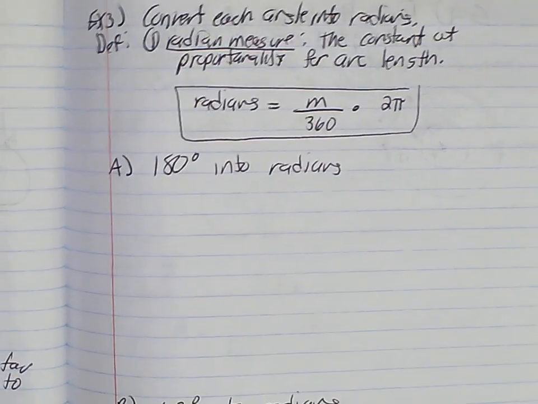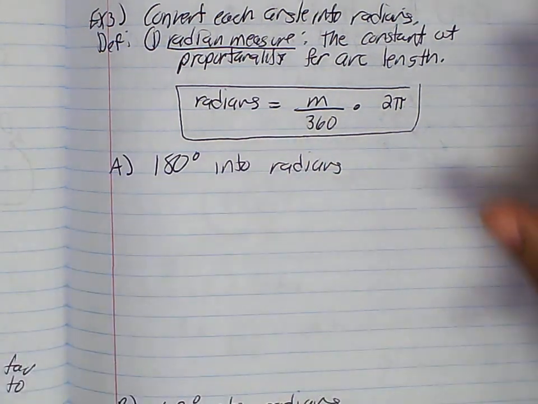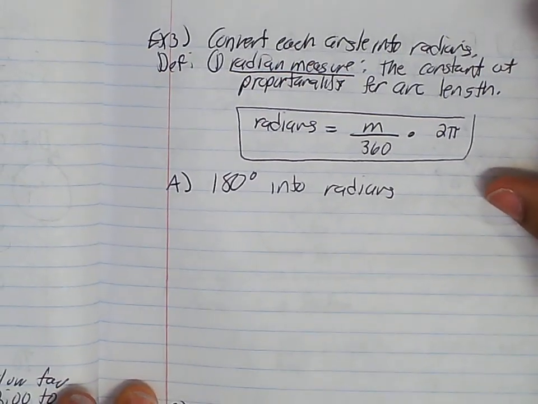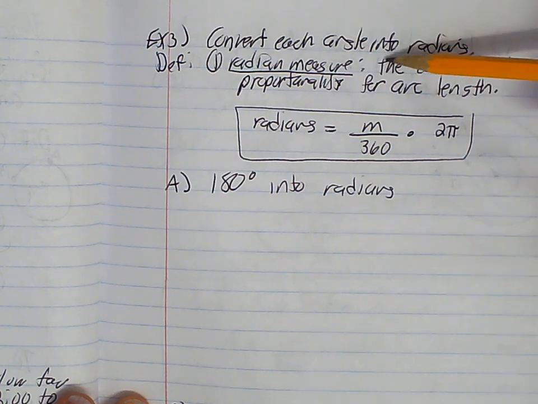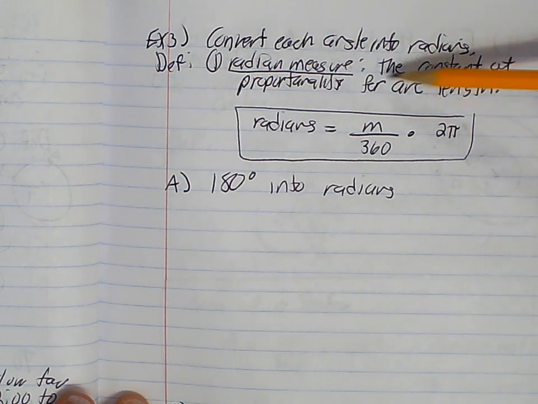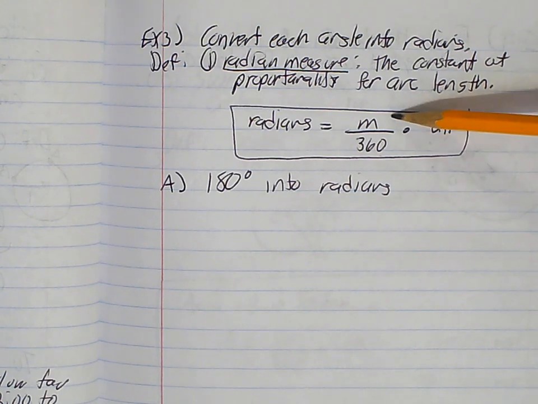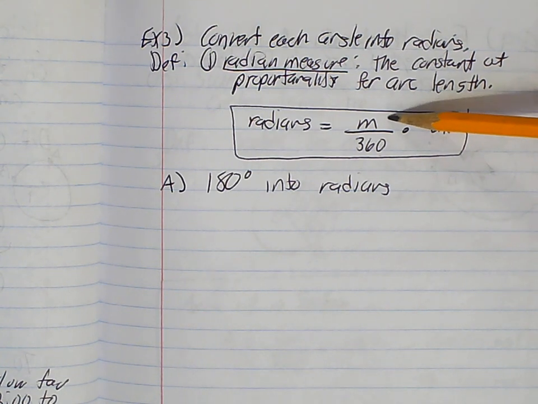Okay, so this one has 2. We have an A and a B, and we're just going to convert into radians. So let's just move this a little bit. All right, so a radian measure, this is the definition, another one. It consists of the proportionality for arc length. So you have m over 360 times 2 times pi, okay? So you have your angle right here, which is the m.